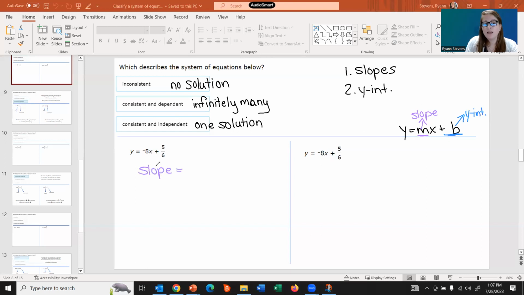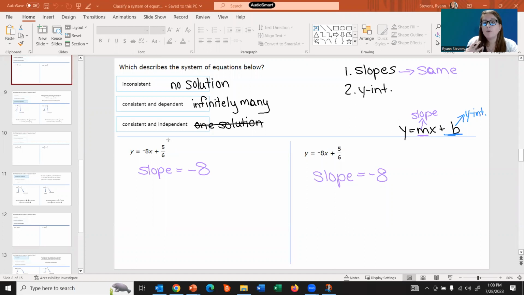Our slope of the first line, we've got y equals negative 8x plus 5/6. So for this equation, our slope is negative 8. And then for our second equation, we have y equals negative 8x plus 5/6. So our slope is negative 8. So that means the slope of these lines are the same, which means we can eliminate one answer choice. That's definitely going to mean it's not one solution. There's either no solution or infinitely many.